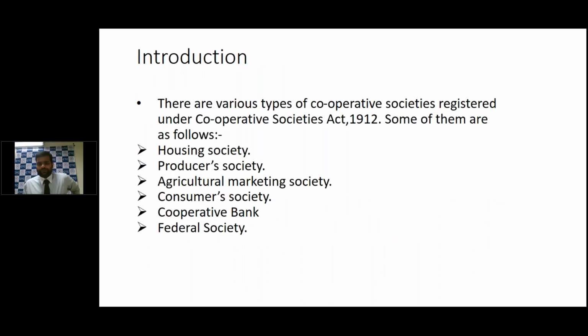There are various types of cooperative societies having various purposes and objects, like housing society, producer society, agricultural marketing society, consumer society, cooperative bank, credit cooperative society, and federal society.